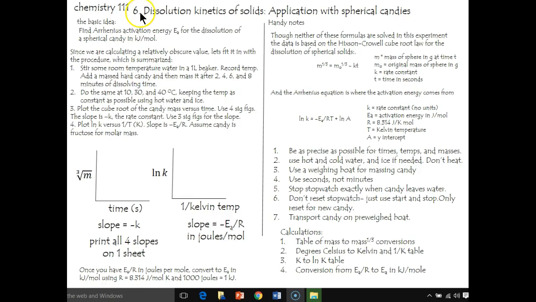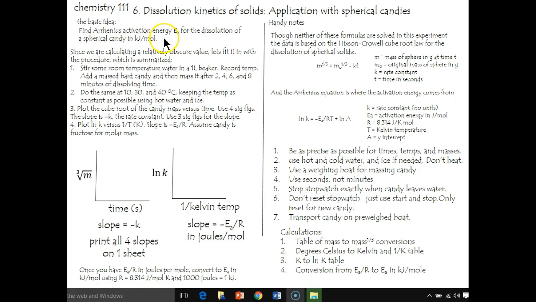Hi, this is Chemistry 111, experiment number 6, dissolution kinetics of solids and applications with spherical candies. Well, the basic idea is we're going to take some hard candies, throw them in water, and learn something about the kinetics, the rate at which they dissolve. We're not going to go for some simple calculation of, I don't know, mass lost over time, something like that. We're going for the Arrhenius activation energy for the dissolution of this spherical candy.